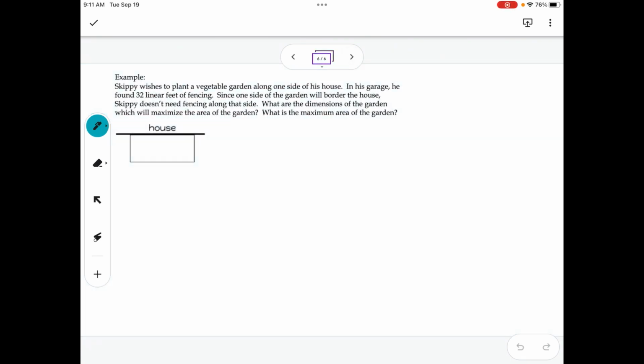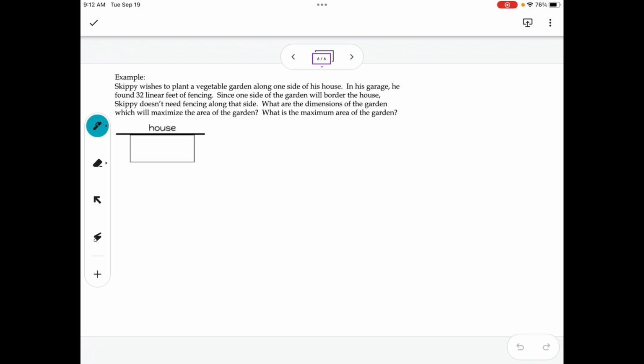All right, and our last problem, you'll have something similar to this in My Open Math. You'll certainly be able to follow the same idea that I have going on here. Skippy wishes to plant a vegetable garden along one side of his house. In his garage, he found 32 linear feet of fencing. Since one side of the garden will border the house, Skippy doesn't need fencing along that side. What are the dimensions of the garden which will maximize the area of the garden? And what is that maximum area?